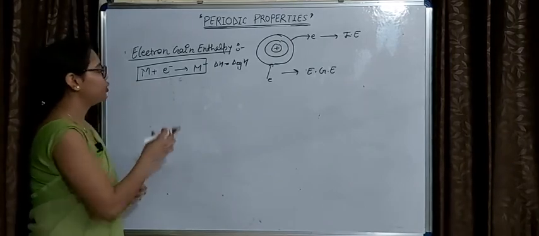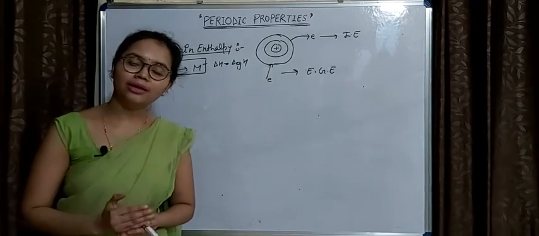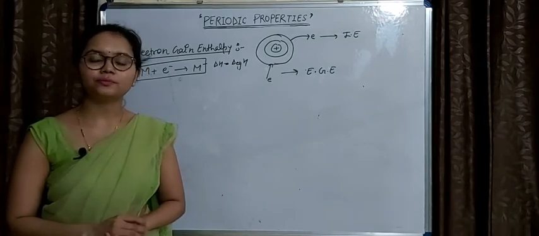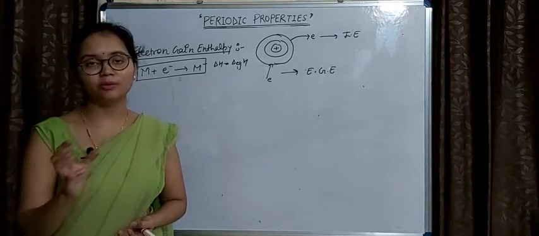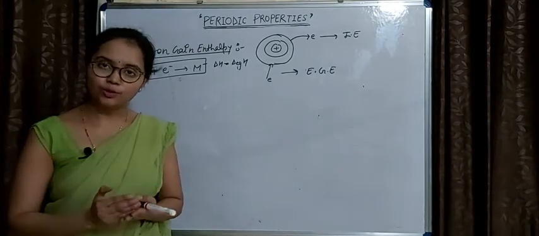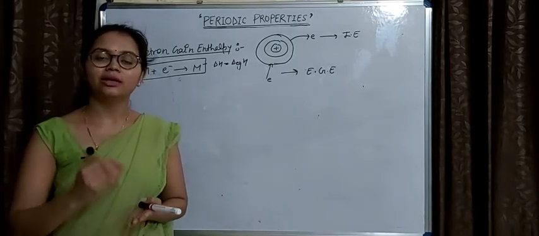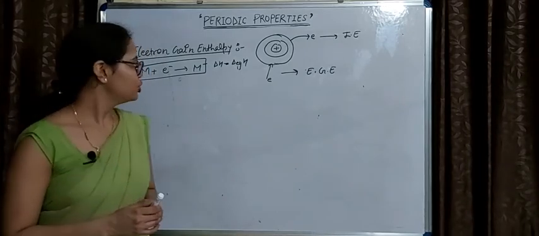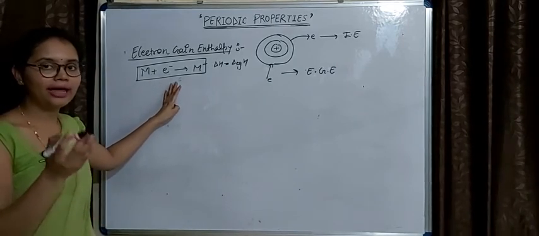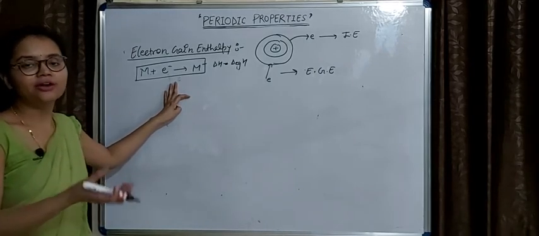Now if we talk about the addition of electron, then the addition of electron can be endothermic as well as exothermic. Okay, now what is exothermic and endothermic? Exothermic procedures are those procedures in which energy is released, and oppositely endothermic procedures are those procedures in which energy is absorbed. Okay, so as I told you, the addition of electron can be endothermic or exothermic, so it will depend upon the nature of the element which you are using.